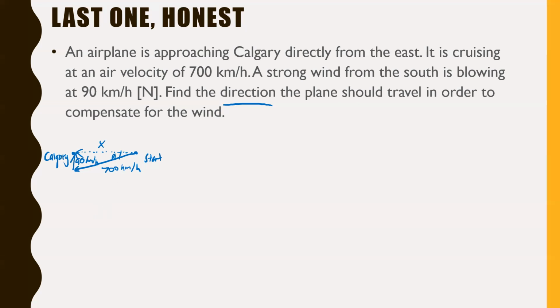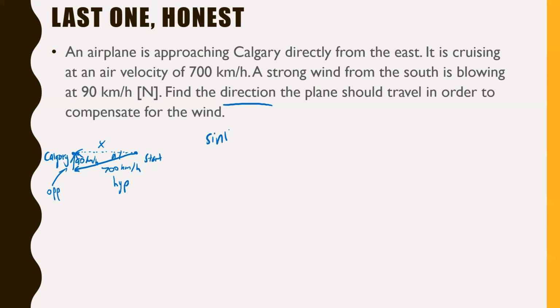Either way we do it, we just have to use a little bit of right triangle trig. Notice that this 90 kilometers per hour over here is our opposite side from our angle. And our 700 kilometers per hour is not our adjacent side. Be very careful. Notice our right angle would be up here by Calgary. This is actually our hypotenuse right here. So we have our opposite and we have our hypotenuse. From SOHCAHTOA, that means we have to use sine.